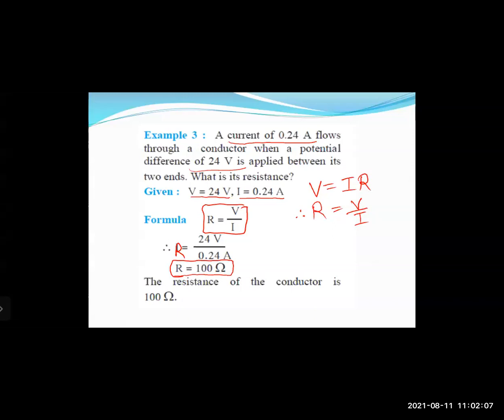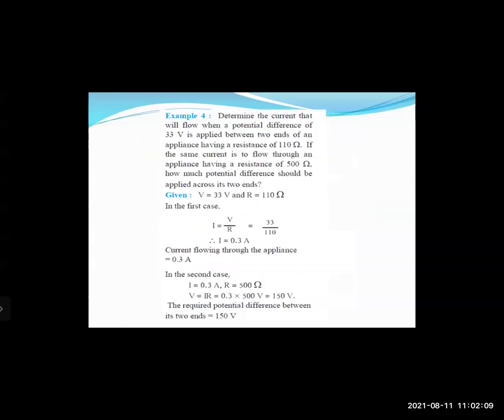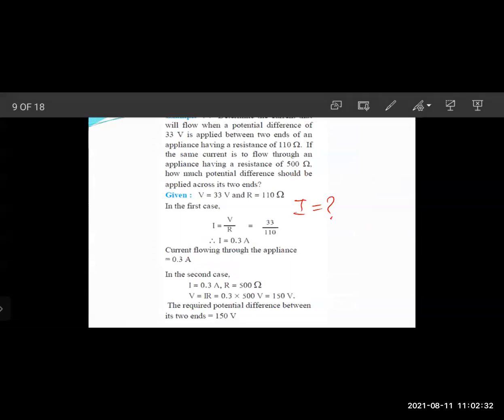Okay, so let's move to the next numerical now. Now this is a longer numerical. It is a 2-part numerical. What does it say? Determine the current that will flow. So we have to calculate, as the word says, we have to find the current. So we will first write down that the current is to be found. Determine the current that will flow when a potential difference of 33 volts is applied between two ends of an appliance.